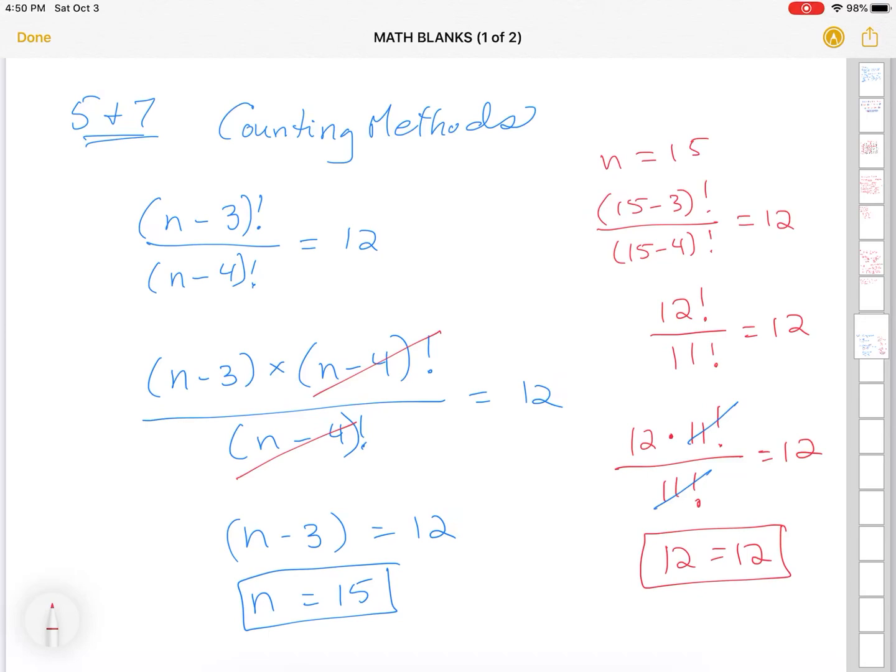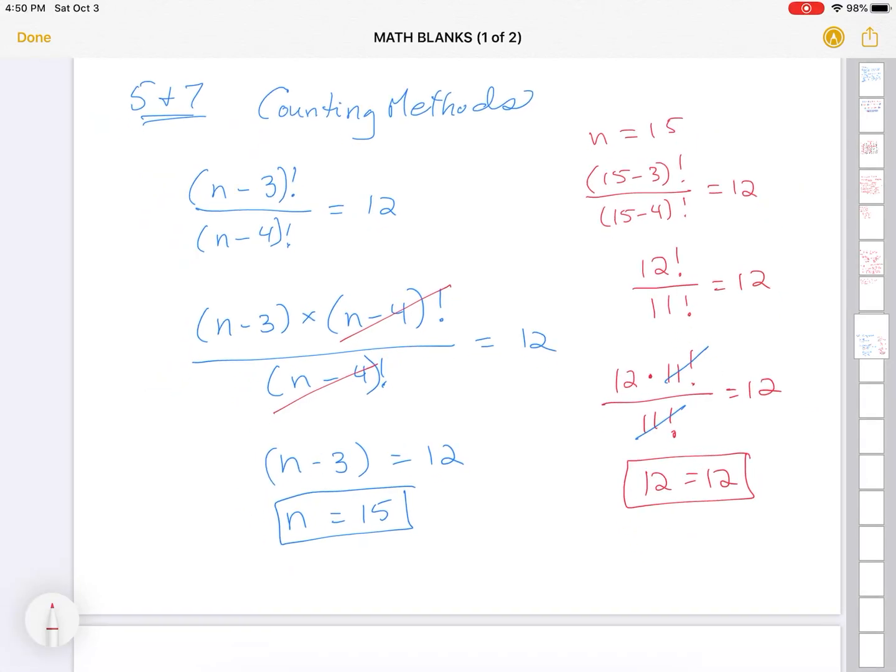So you have to do a little bit of algebra to kind of sort that out. But it's all based on that principle that factorials are always going down by 1. So we can expand that out.